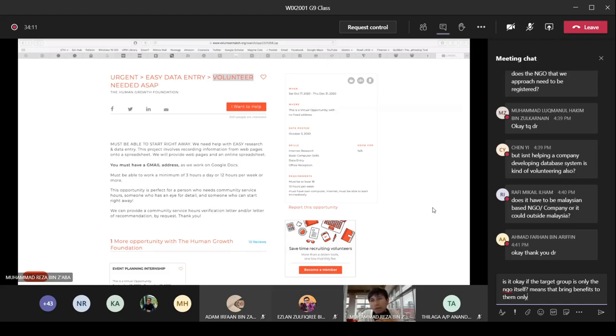Okay, if you help maybe a small business, you're digitalizing the workflow of a small business from manual work, then that may be done. Because if a company developing a database system is something like a paid job. Okay? It's a paid job. I mean, I don't think it sounds nice, don't you think?